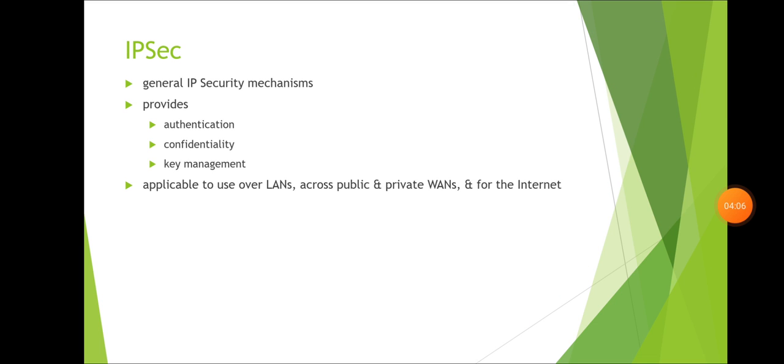Now IPsec. So what is this IP security? It is a general IP security mechanism. It provides authentication, very obvious, then confidentiality and key management. So what are these three main things that IP security provides? First, authentication. Whatever data is transferred is authenticated data, that is not duplicate or any other malpractice.